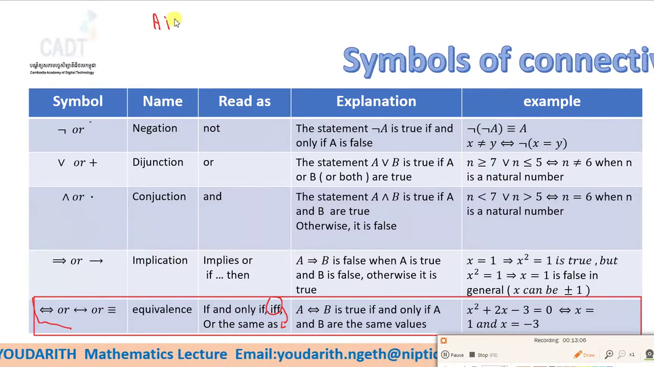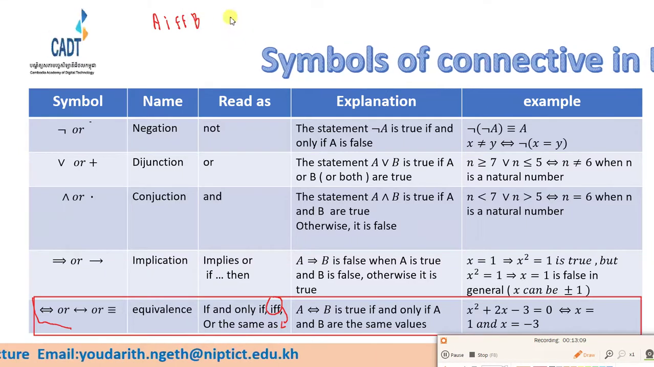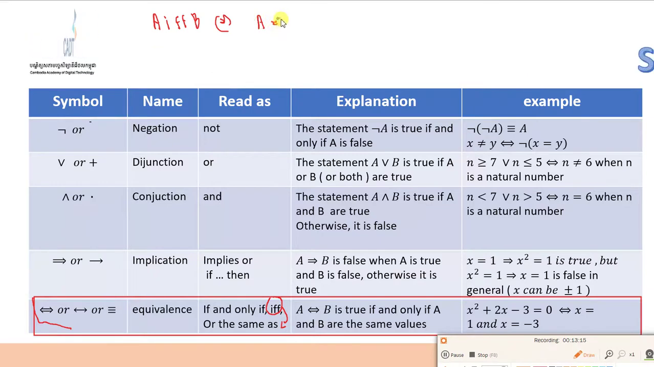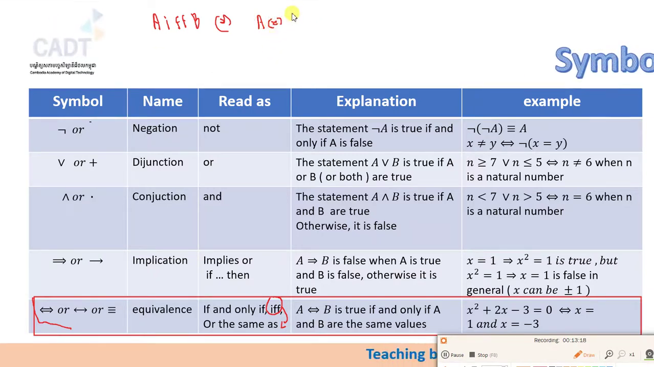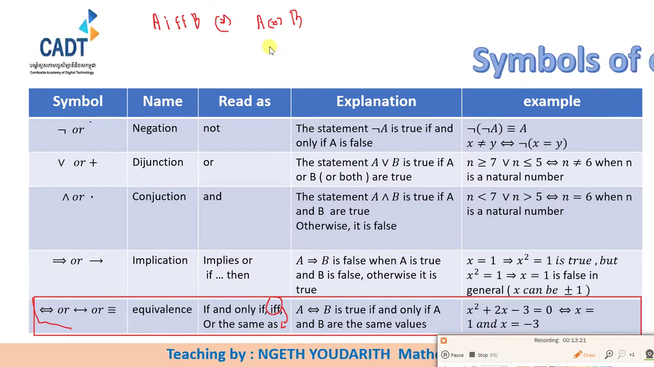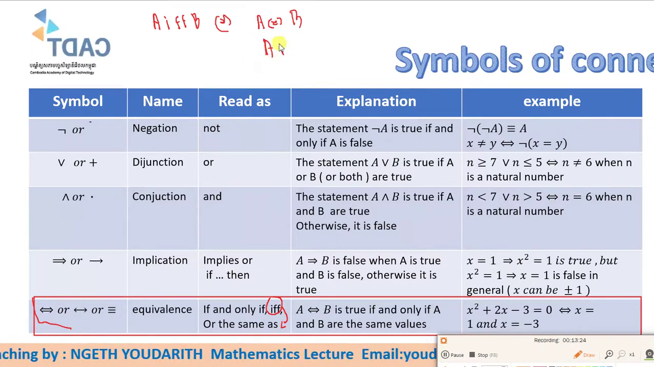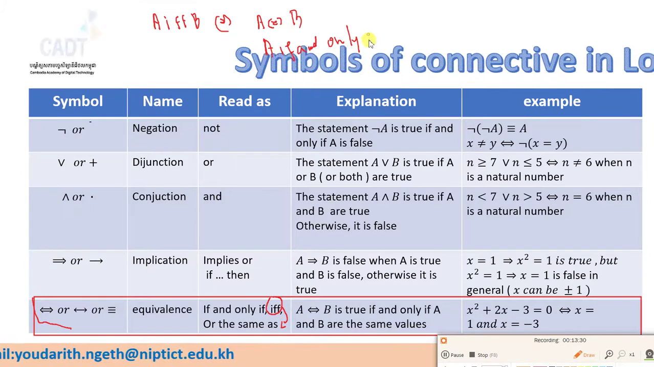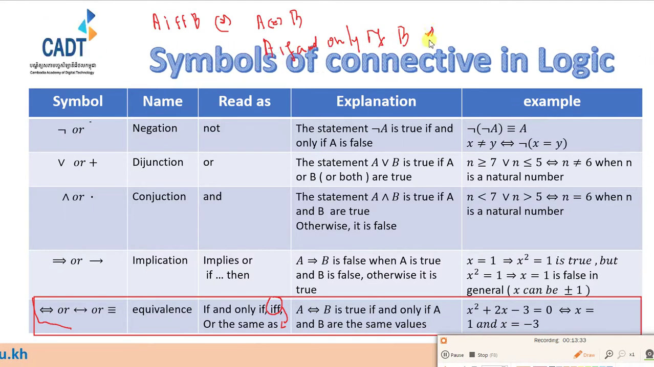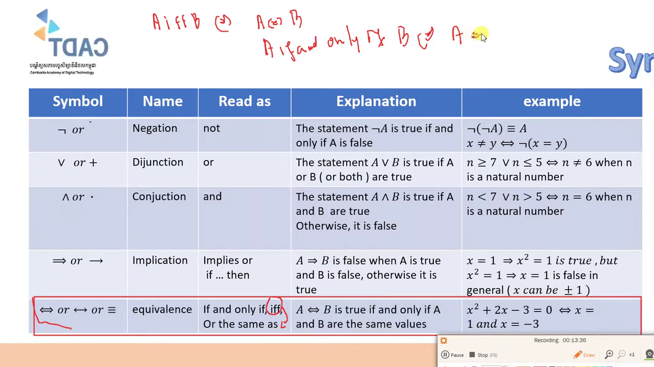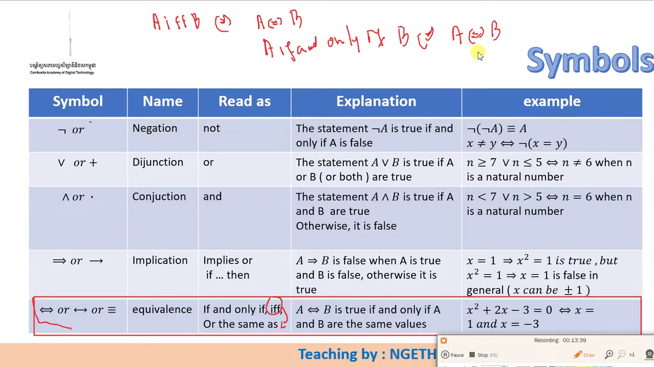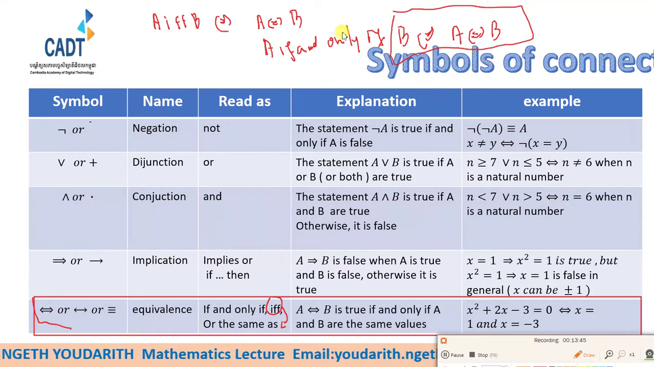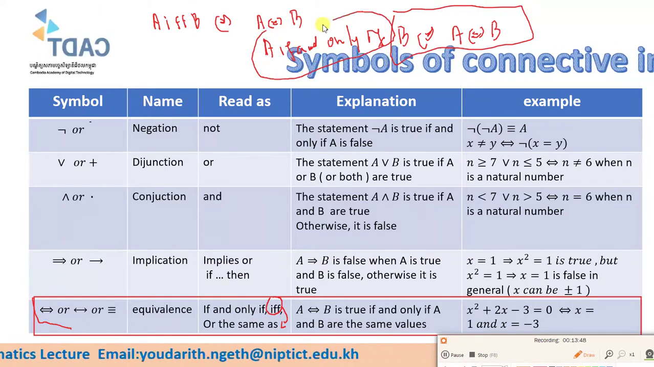Example: A if and only if B. So we can write A equivalent to B, or A if and only if B. So this is also A equivalent B. This is our symbol in symbolic form, and this is our reading in logic.